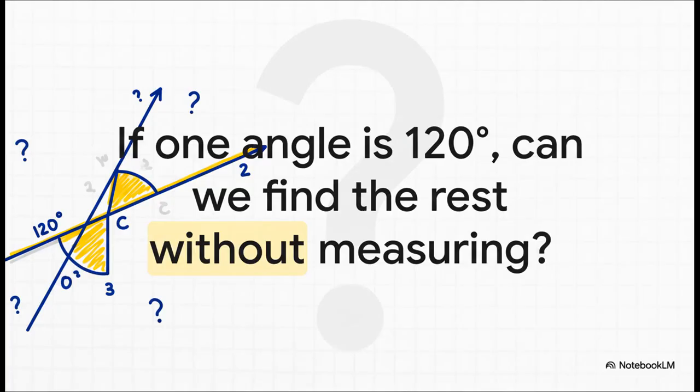Okay, so here's a little challenge for you. Look at this intersection. We've got four angles. Now, I'm going to tell you that just one of them is 120 degrees. The question is, can you figure out the other three without a single measurement? Go on, you can pause and think about it for a sec, because the answer is hiding in one simple fact about a straight line.